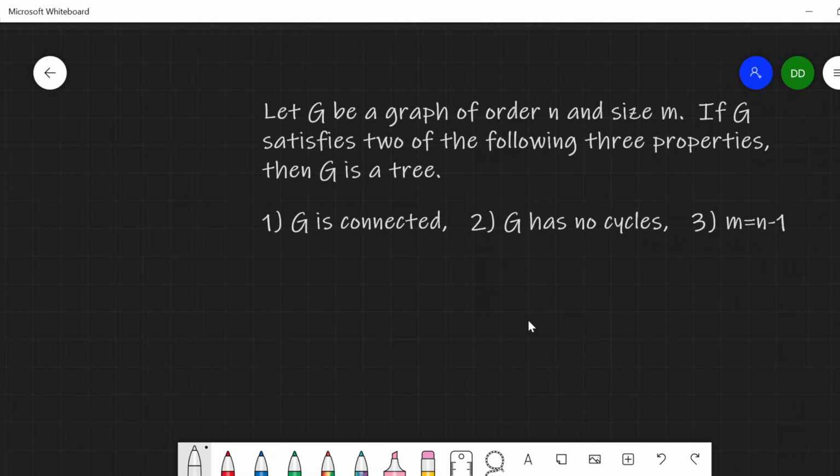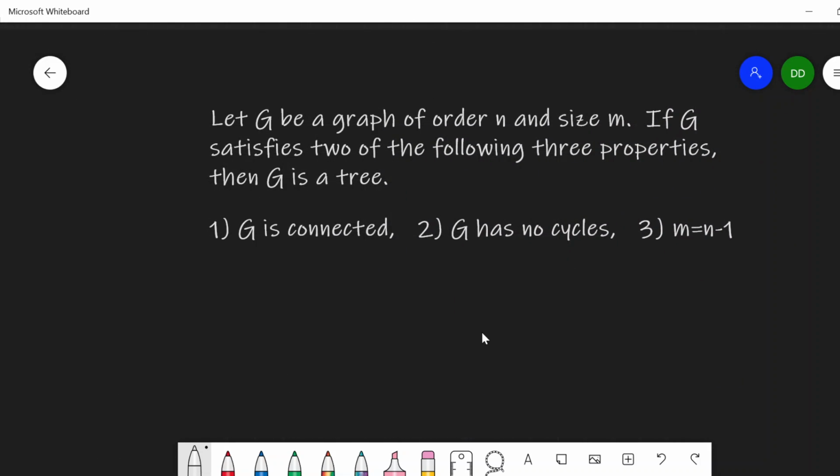And then finally, we'll encounter this theorem, which brings all of those previous theorems together, which says that if a graph satisfies any two of these properties, then it has to be a tree. So connected and acyclic, meaning G has no cycles, 1 and 2 together, that's the definition of a tree. But we also know if G is connected and m is equal to n minus 1, then it has no cycles and it's a tree. And any combination of these two. So if G has no cycles and m equals n minus 1, then G has to be connected, and hence it's a tree.